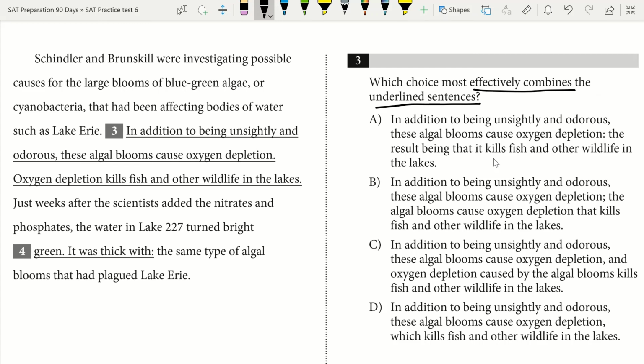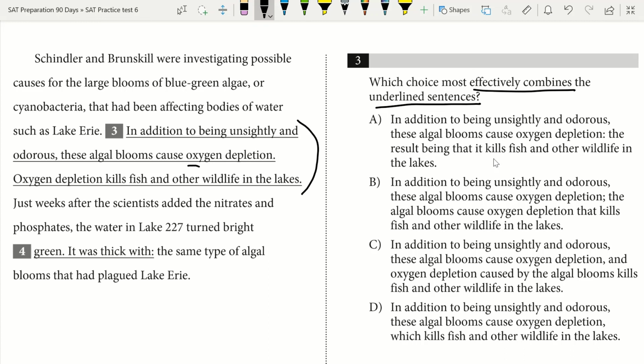So in these cases, if I see a question where I'm asked to combine sentences, I'll read through the sentences in my passage, which will be right here. As I read through it, I'm going to try to get rid of things that repeat and that are redundant. So that's what I'll go ahead and do. I have, "In addition to being unsightly and odorous, these algal blooms cause oxygen depletion. Oxygen depletion."